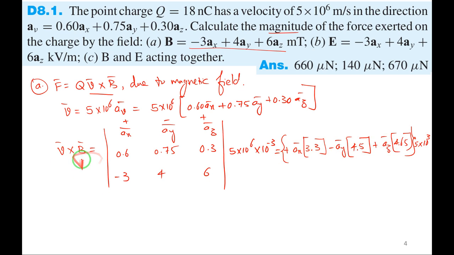So this is V cross B. But I want the total F, so I have to multiply by Q. So F is equal to Q into V cross B. What is Q? 18 nanocoulombs, 18 into 10 power minus 9. So we'll multiply with V cross B. We have V cross B here: 5 into 10 power 3 I will write first.